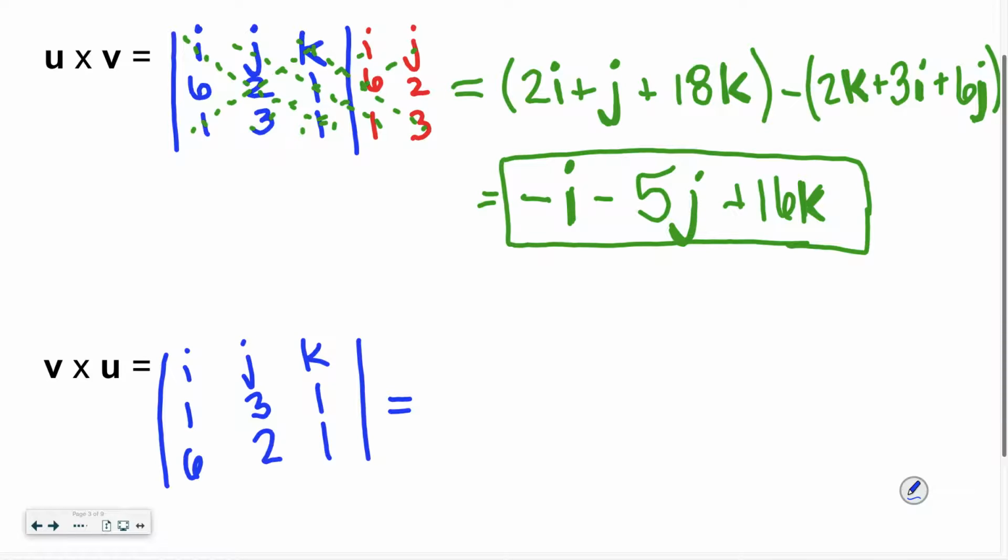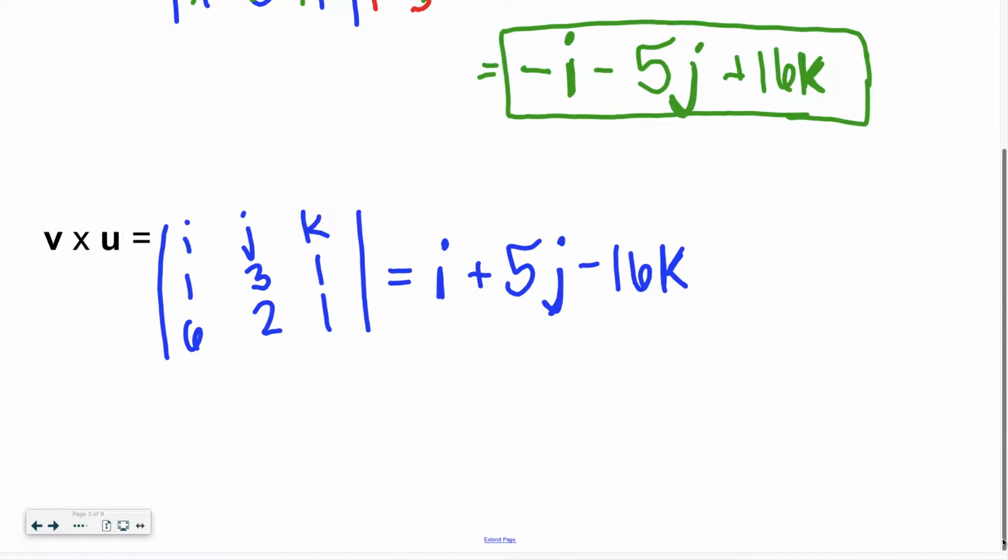Dallas, what'd you get for your cross product? I got i plus 5k minus 16k. Any questions for Dallas as to how he got those three numbers? Observations. Notice how V cross U is the exact opposite of up here.